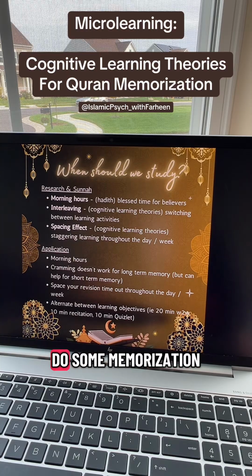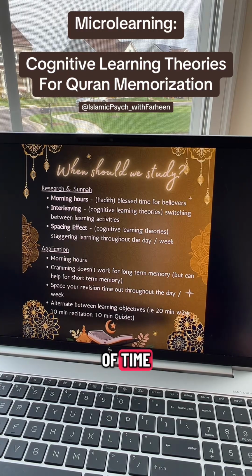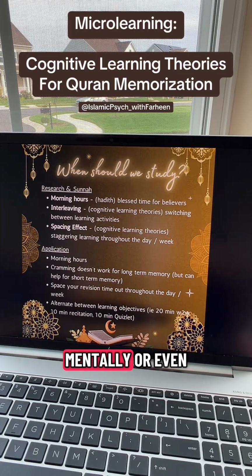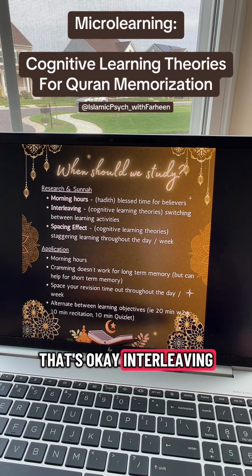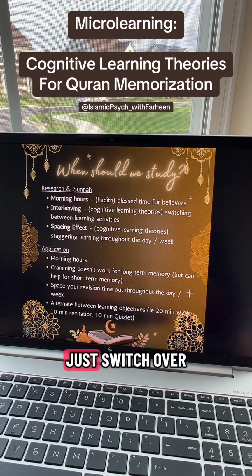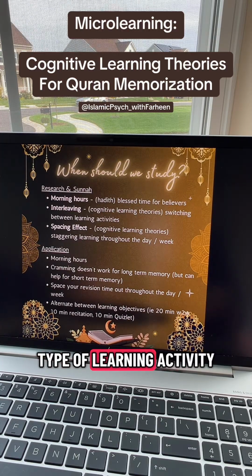And you maybe do some memorization for that amount of time. Get a little bit tired, that's okay. You don't have to push through when you're exhausted, mentally or even physically exhausted. Maybe you didn't get enough sleep. All of these things make a difference. That's okay. Interleaving tells us that we can just switch over to a different type of learning activity.